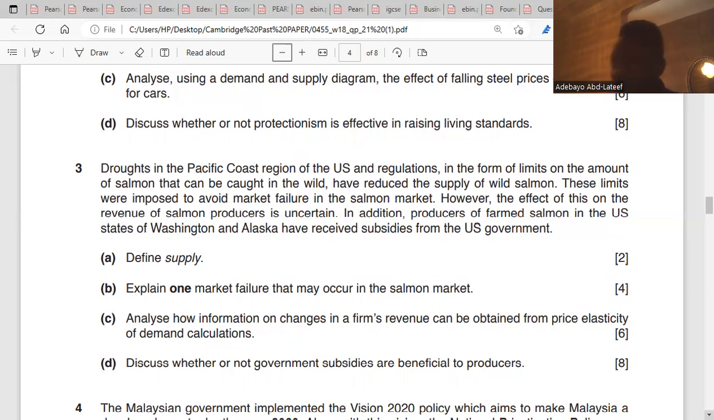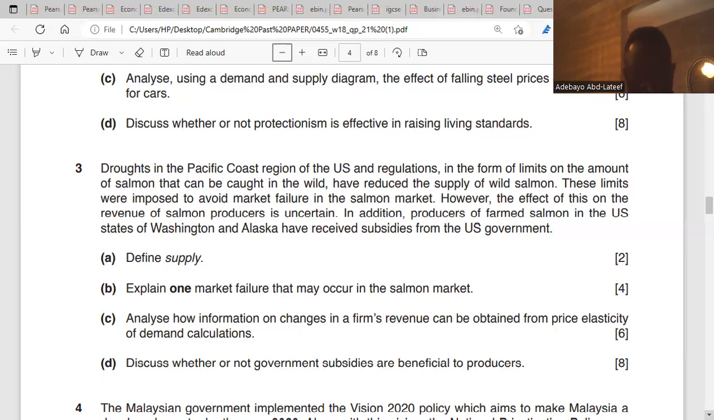So here I said three already, but I wrote one market failure that may occur in the salmon market is that the market forces may fail to allocate resources efficiently as a result of supplying less salmon to the market. When you supply less, it is market inefficiency. It means allocative inefficiency. If you are supplying more, it's also a market failure because you are wasting resources. Is it clear?